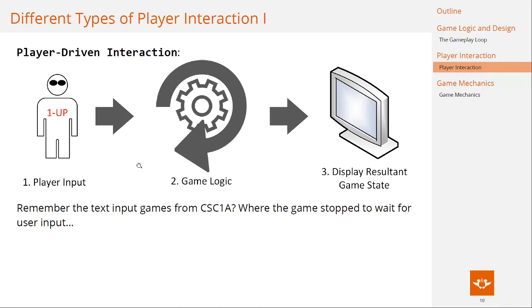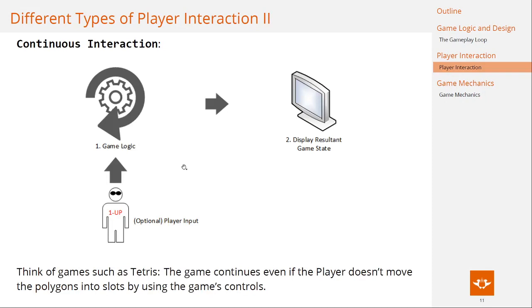So the game logic doesn't do anything until the player presses the button and presses enter, or they press the key on their controller, or whatever the input is that the game is waiting for. Then and only then will the game logic be computed and display the resultant state. So as you can see, the latter two stages of game logic and displaying the game state are all dependent on waiting for the player to input their data. Whereas let's have a look at a game like Fortnite.